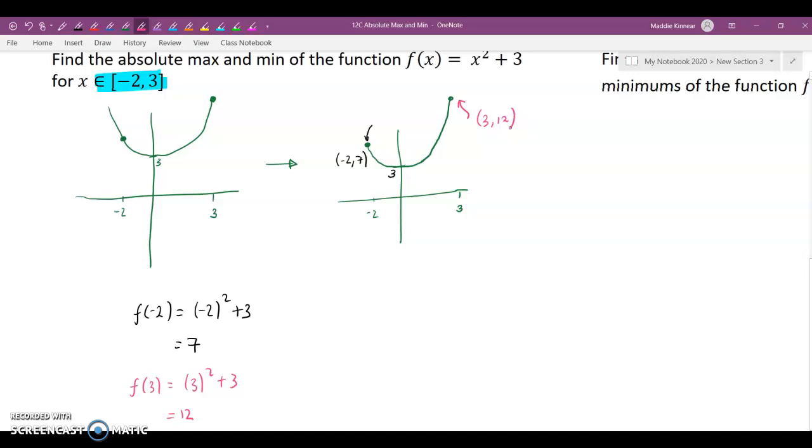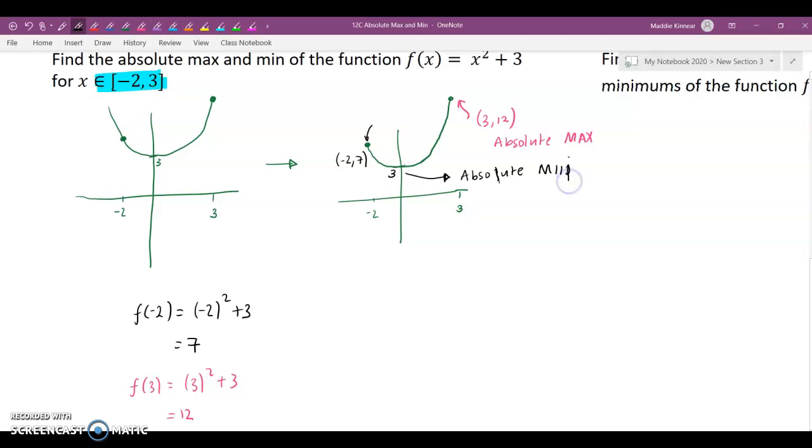Now we need to decide what is an absolute maximum or minimum and what potentially is a local maximum or minimum. Looking at these points, we can see this point 3, 12 is actually the highest y value that the function takes within this restricted domain. So this one here is an absolute maximum. And what we can also see is that our absolute minimum occurs at the cross of the y-axis. So this here is our absolute minimum because it doesn't go anything below that point.